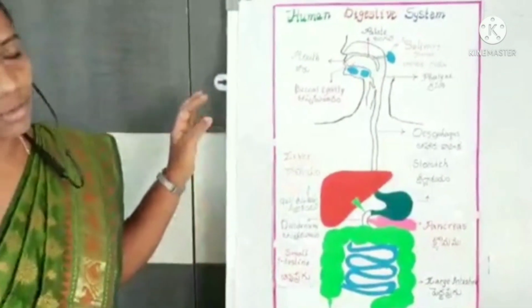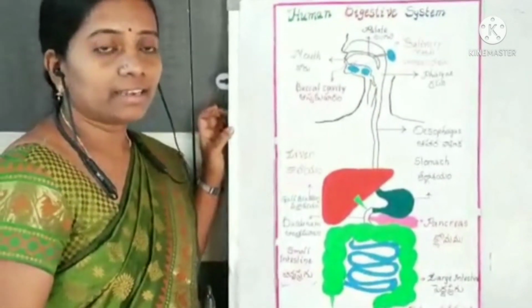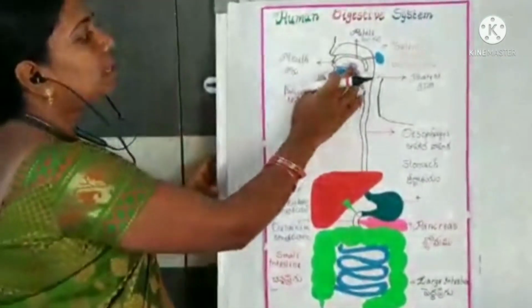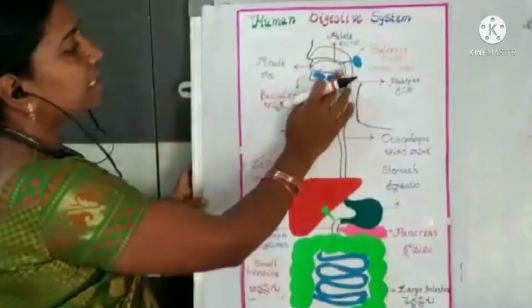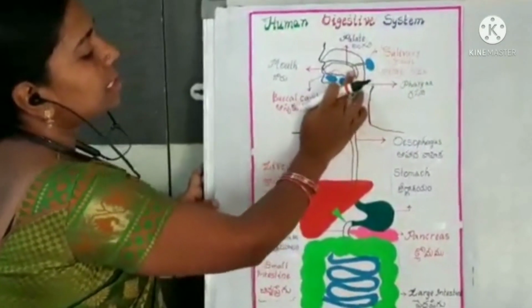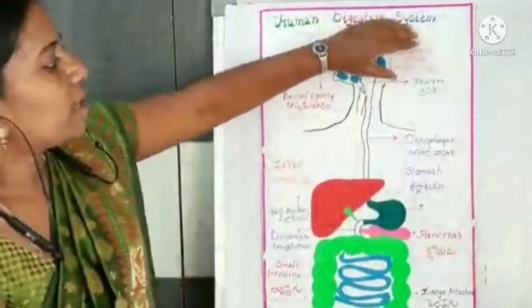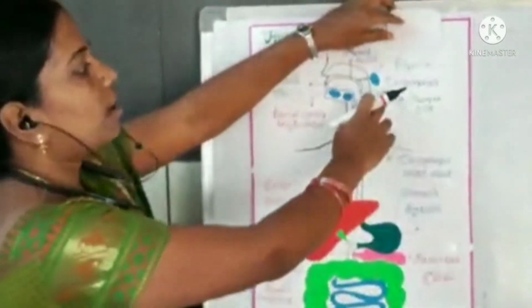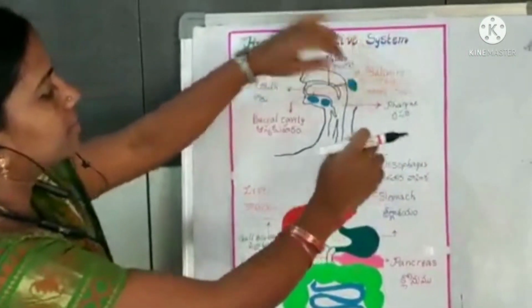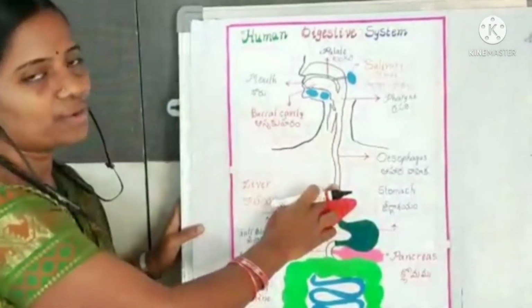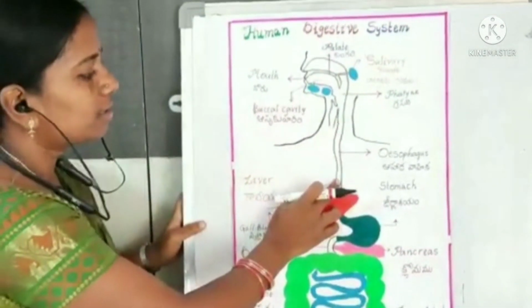So let us observe what the glands are and what their secretions are. Here in the mouth, or buccal cavity, we will find 3 pairs of salivary glands. In these salivary glands, one enzyme is secreted, that is ptyalin. This ptyalin acts on carbohydrates. And then next, at the esophagus, there are no glands and no secretions.